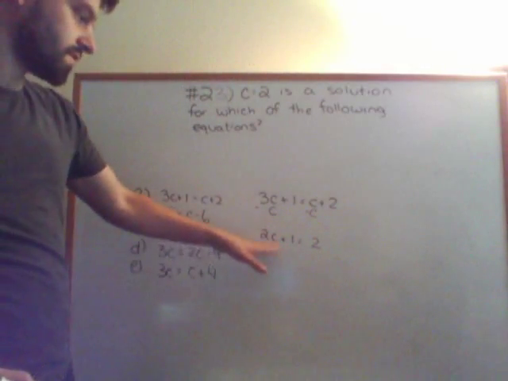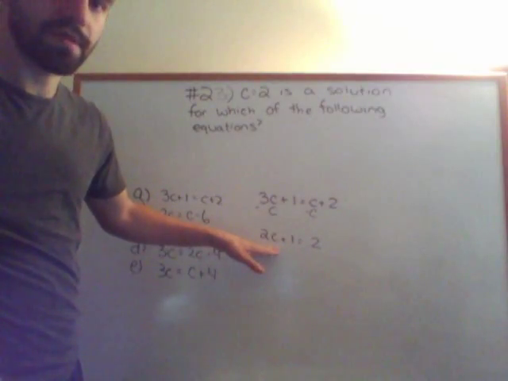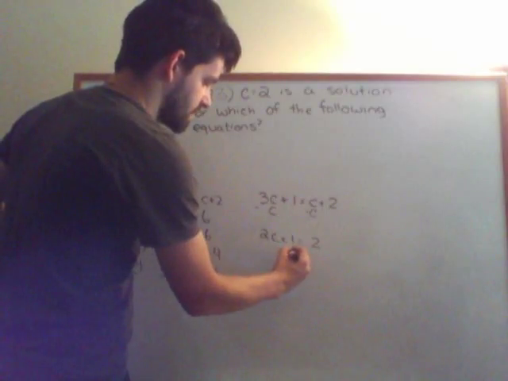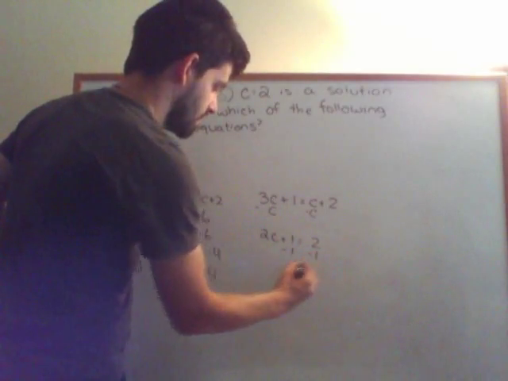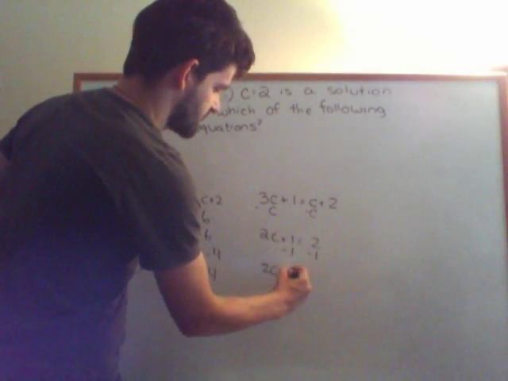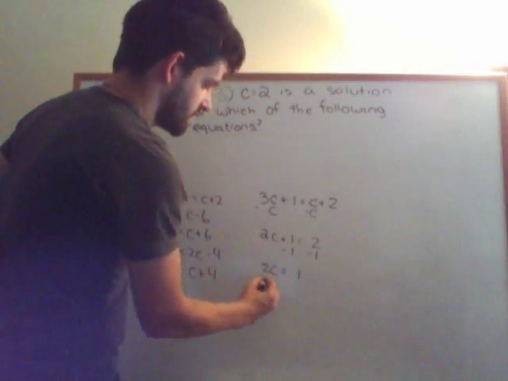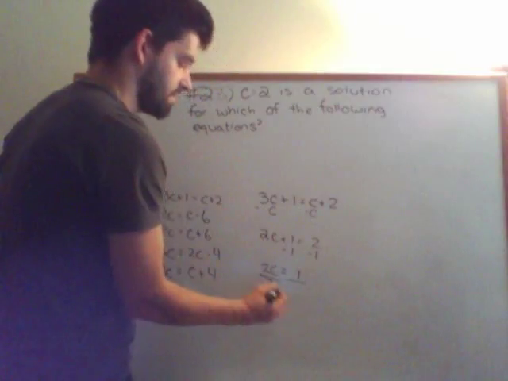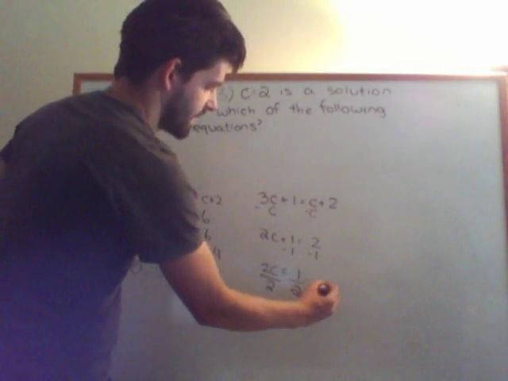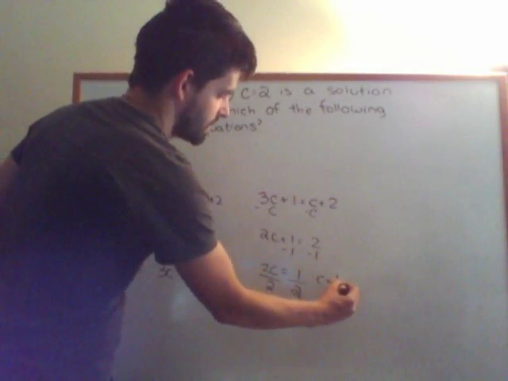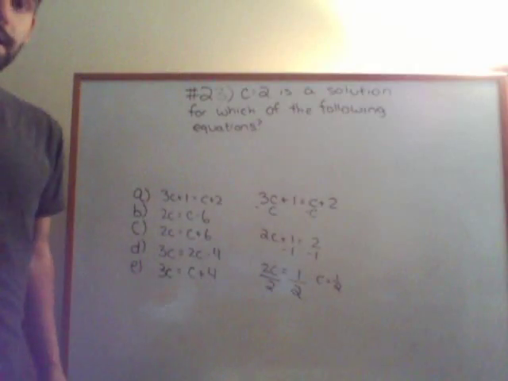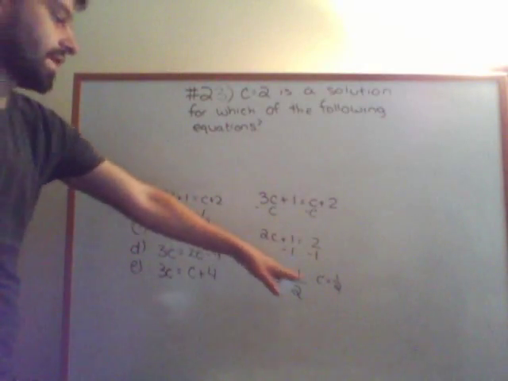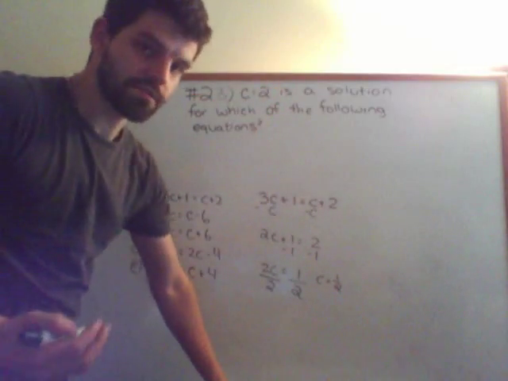Now we're going to go ahead and just solve for c by undoing whatever is being done to the variable. We have 1 being added to 2c, so we're going to subtract 1. We're going to get 2c is equal to 1. Divide both sides by 2 to undo the multiplication of 2, and we're going to get that c is equal to 1/2. So choice A is not a solution for this equation because c is equal to 1/2 and not 2. Let's go to choice B.